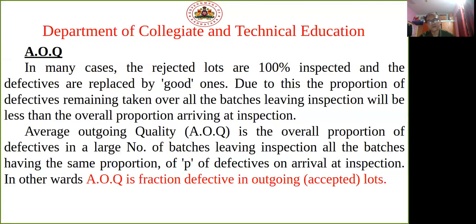So the average outgoing quality is the fraction defective in the outgoing lots. Average outgoing quality is the overall proportion of defectives in a large number of batches leaving the inspection. When the lot leaves the inspection, it will have some proportion of defectives. A large number of batches leave the inspection, all the batches having the same proportion P defective on arrival at the inspection. In other words, AOQ is the fraction defective in outgoing lots.